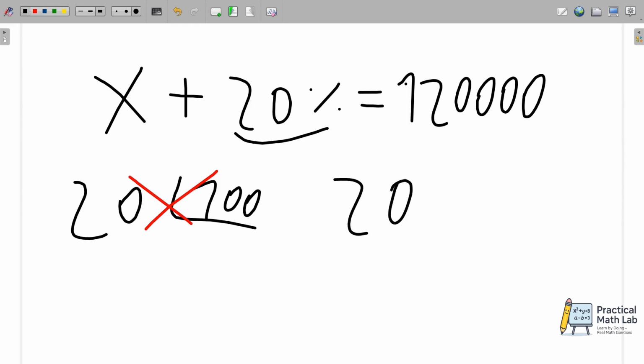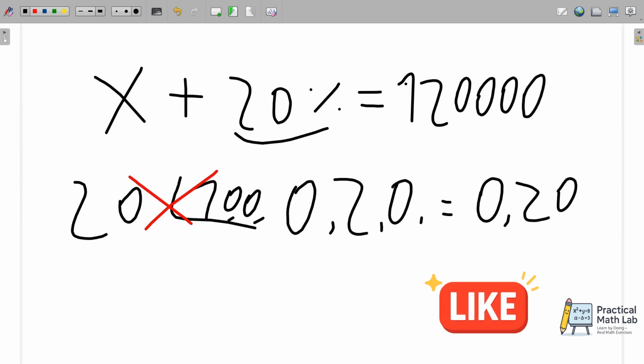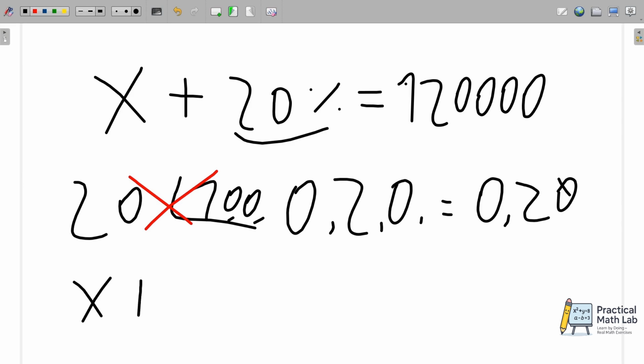So 20. The decimal point is here. We have 2 zeros, so we move it 2 places. So it becomes 0.20. But the 0 after the decimal point doesn't count, so it's 0.2. So it becomes X plus 0.2X equals 120,000.